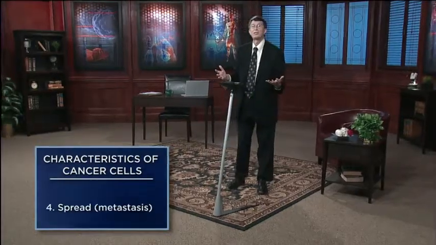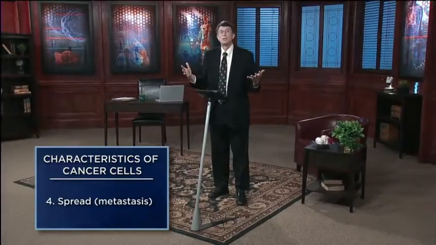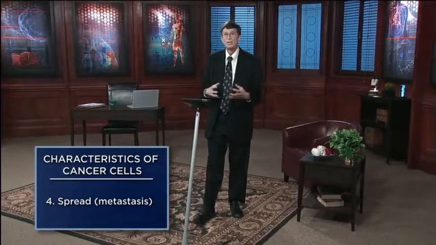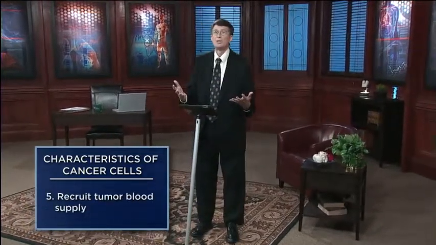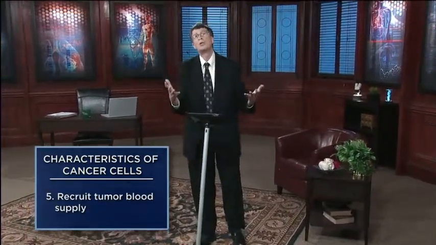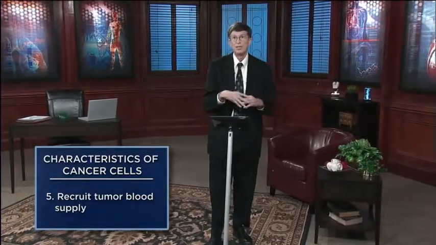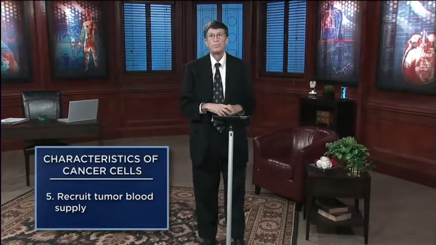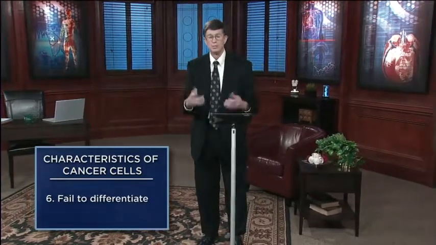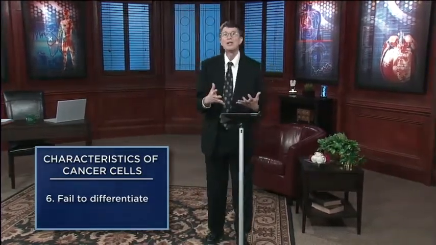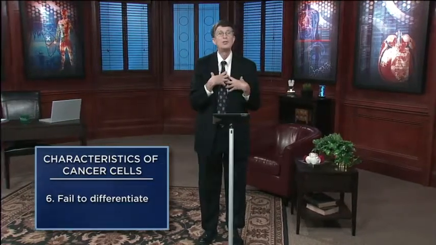Fourth property of cancer cells is that they can spread to other organs. It's called metastasis. That's the subject of the next lectures. The fifth property, cancer cells can recruit their own blood supply when they're near the blood. That's called angiogenesis. That'll also be dealt with in a subsequent lecture. The sixth property I'll deal with a little more. That is, cancer cells lose or fail to differentiate.